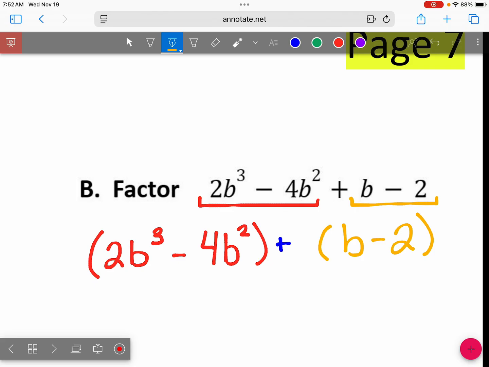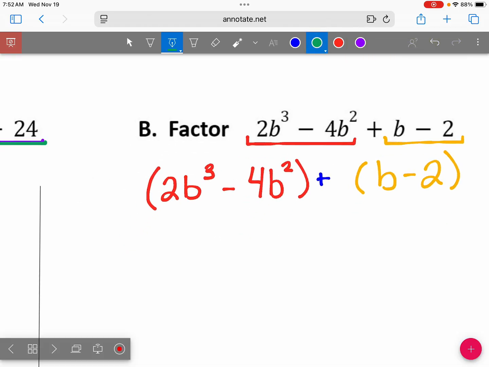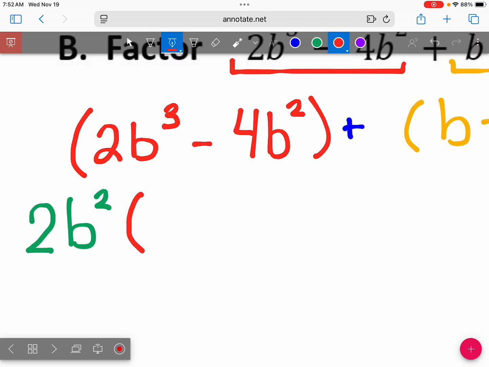2b squared. 2b squared. That's an old song. I could take 2b squared out of this factor and be totally fine. If I do that, what's left over? b and minus 2.